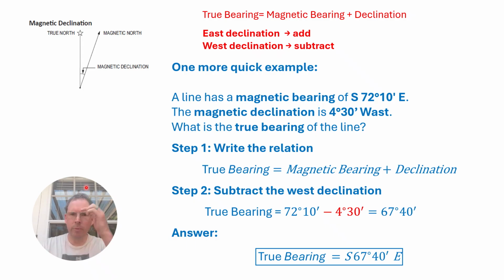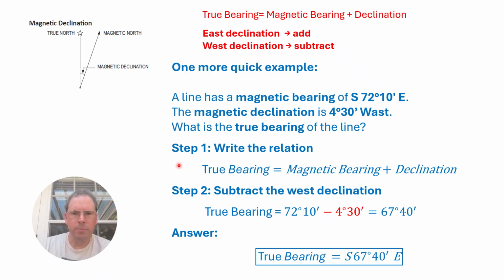And one more quick example. So let's say a line has a magnetic bearing of south 62 degrees 10 minutes east, and the magnetic declination is 4 degrees 30 minutes west. What is the true bearing of the line?